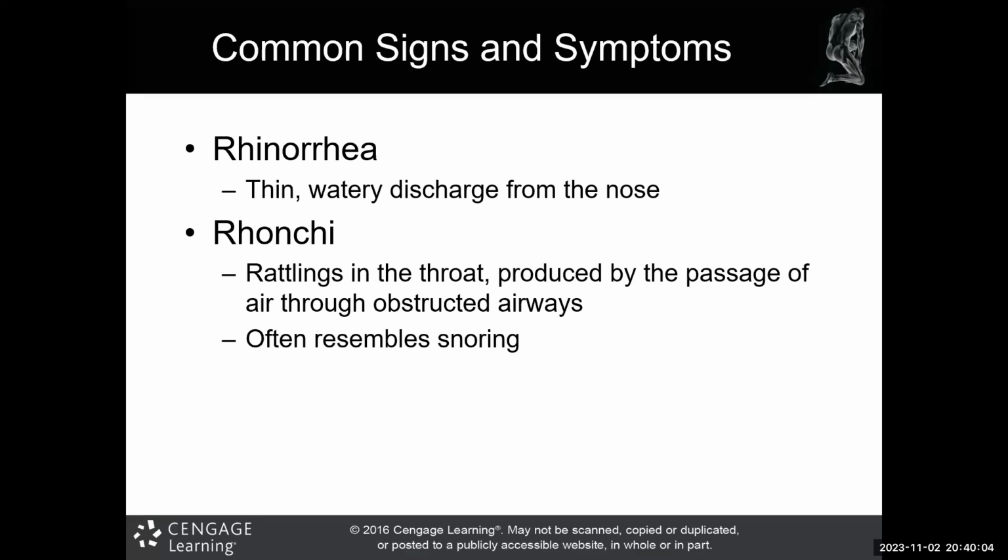Rhonchi is a rattling in the throat caused by the passage of air through obstructed airways. Kind of sounds like snoring. That's rhonchi. But you're not asleep usually, you're awake. I'm still making that sound.